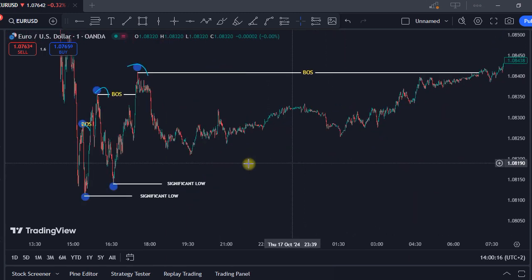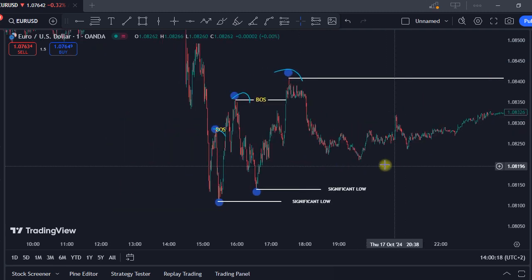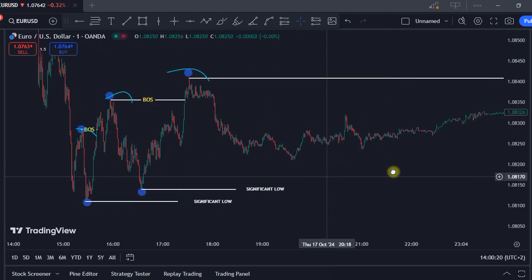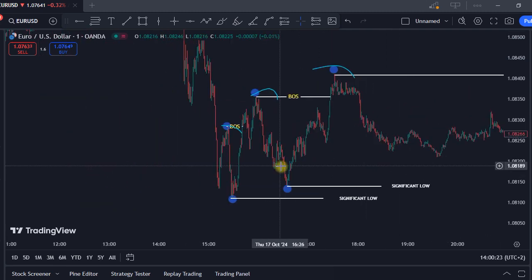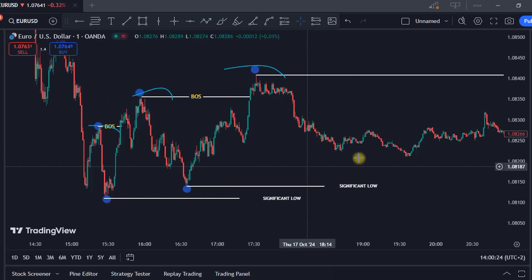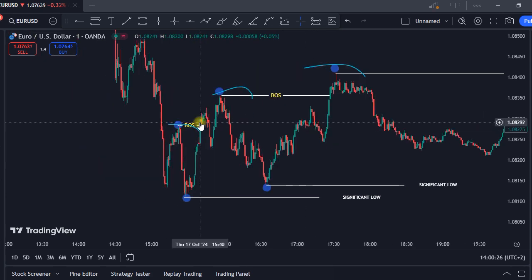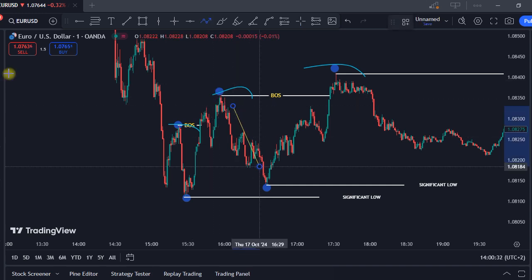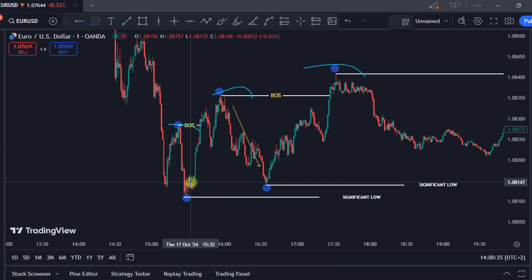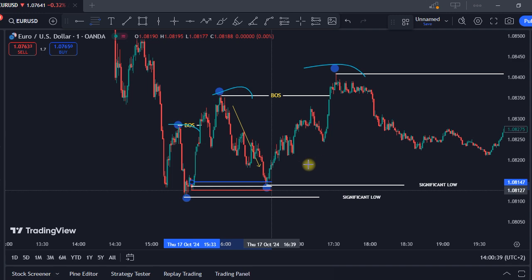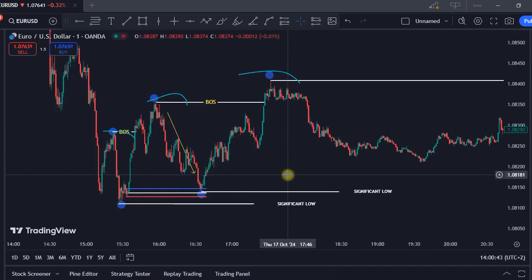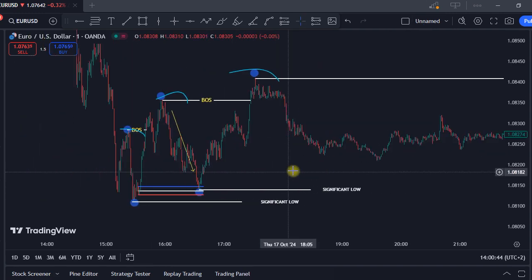So the idea here is that you want the market to keep on taking out the internal liquidity. As you can see here, the market took out this internal liquidity, pushed to the upside, and then it gave us a reversal to the downside, tapped into this area over here. It tapped into this demand area over here, and then pushed to the upside. Okay, so the same thing happened.